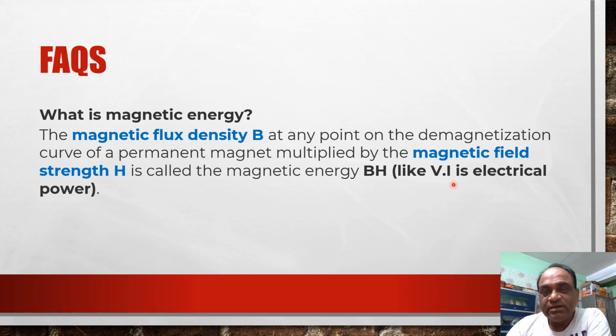So it is much like V multiplied by I, which happens to be the power in the case of AC power supply or DC power supply. Basically, V into I into cos phi, if you consider the power factor, so the power becomes V into I into cos phi. So BH is also similar to that. This multiplication of B and H gives you the power consumption required for the demagnetization of the magnetized material. So that's it for this.